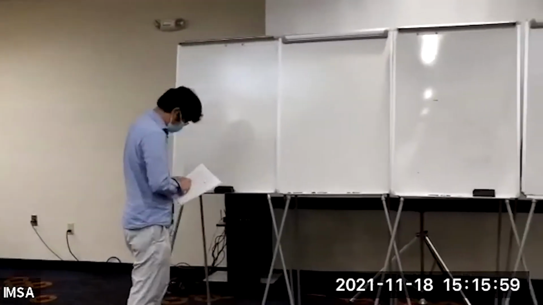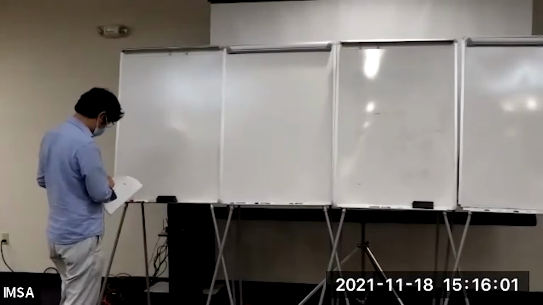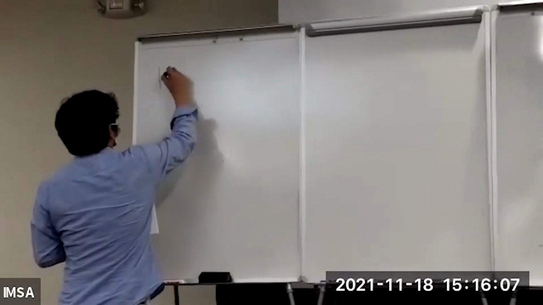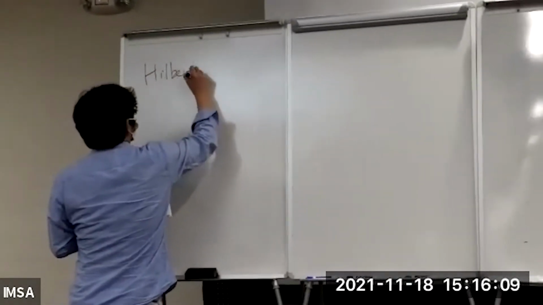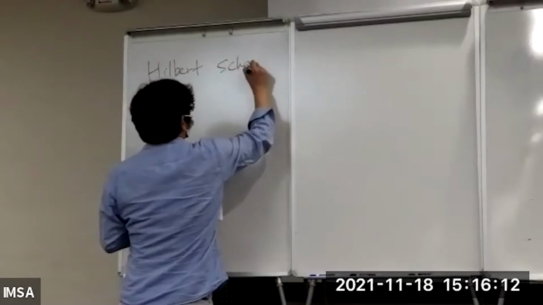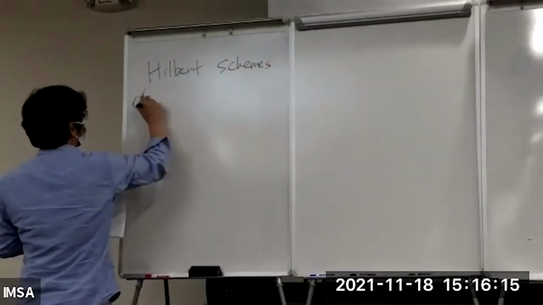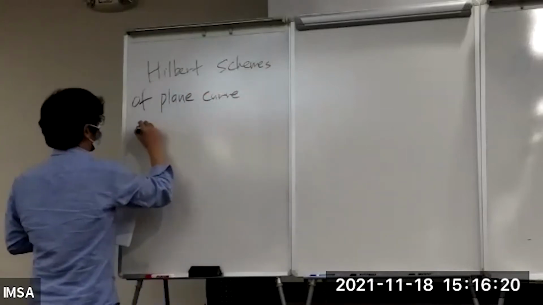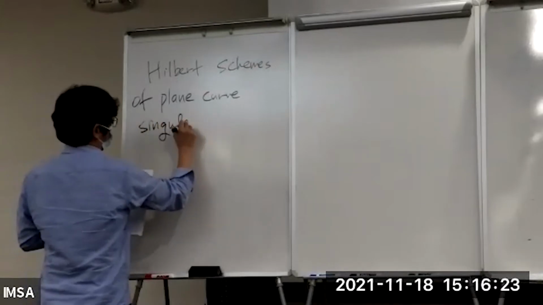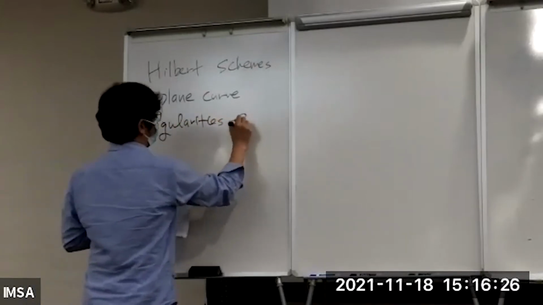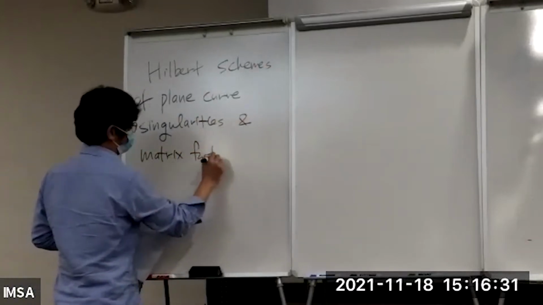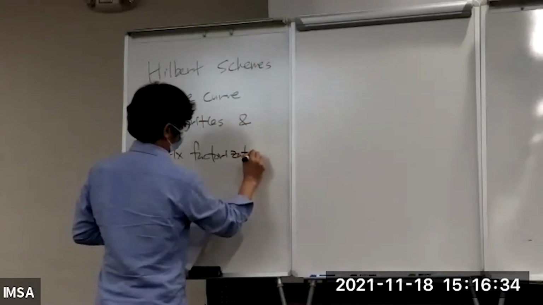So today I'm going to talk about the Hilbert scheme of Markov singularities and lattice factorization. Hilbert schemes of singularities. Is it visible?